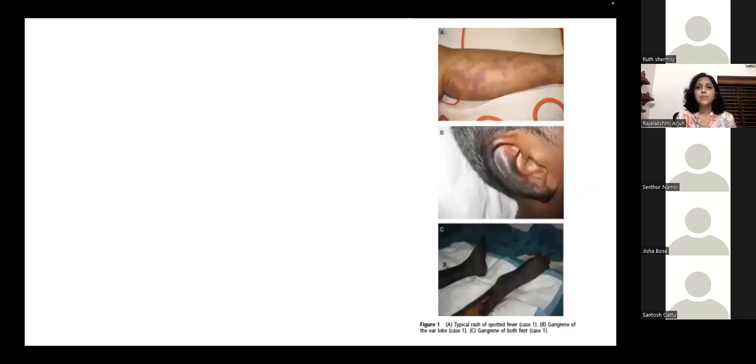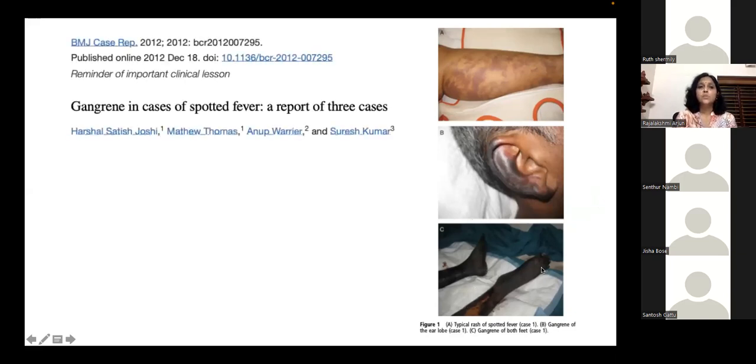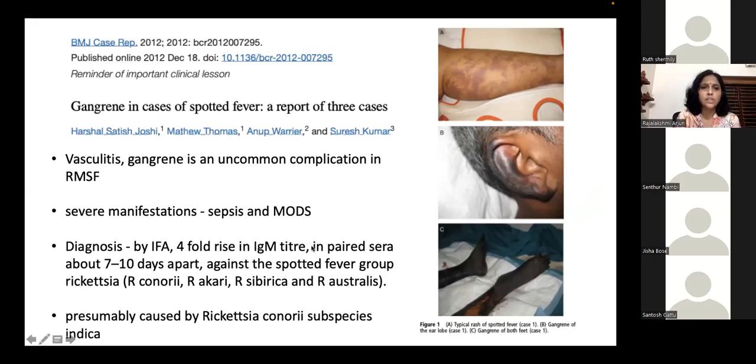This is again a similar picture, but a different diagnosis. As you can see, this is a classical livedo reticularis-like picture, and this patient also has gangrene or ischemia involving the earlobe and the legs. This was reported as related to Rocky Mountain spotted fever, and was published a few years ago. It was in our hospital, by Dr. Anu, Dr. Matthew Thomas, and Dr. Herschel, and they found that there is a clustering of these cases.